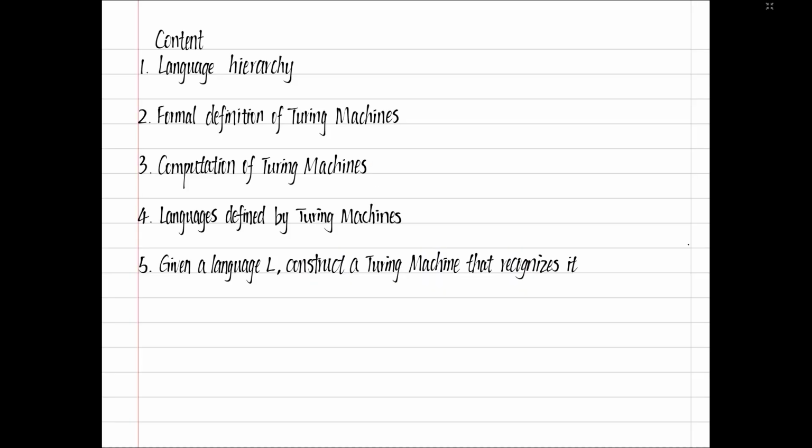We will cover 5 parts today. We talk about the language hierarchy first, then move to the formal definition of Turing machines. With the definition, we then talk about how the machine runs on input strings and the languages defined by Turing machines. Finally, we use 2 examples to show how we construct a Turing machine to recognize a given language, both in high-level description and in low-level state diagram.